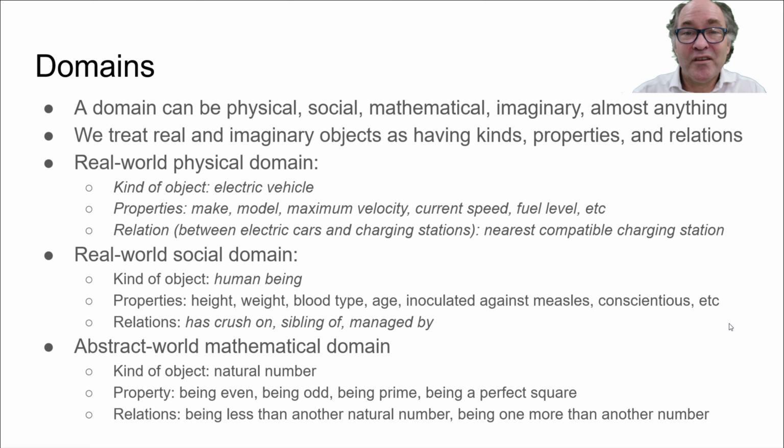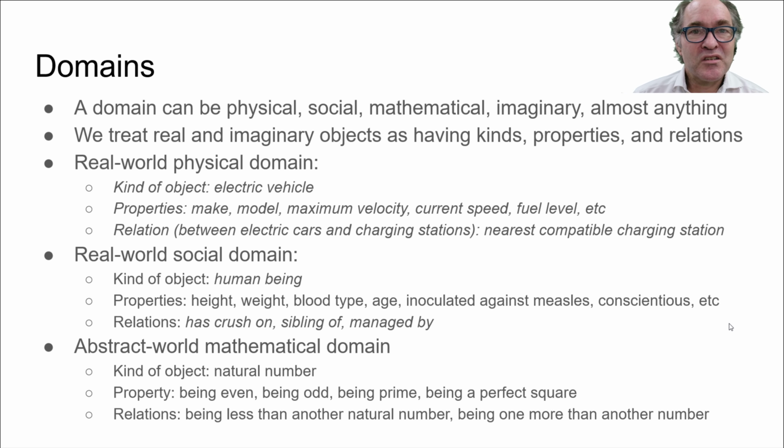Okay? So think you're driving down the road, your Tesla's running out of electric charge, and there's all kinds of charging stations out there, but you want the one that's nearest. Okay? You want to know the charging station that is related to your Tesla by this nearest relation. Okay, so it's very natural to think of objects in the real world as having properties, operations that apply to these objects, like charging, right?